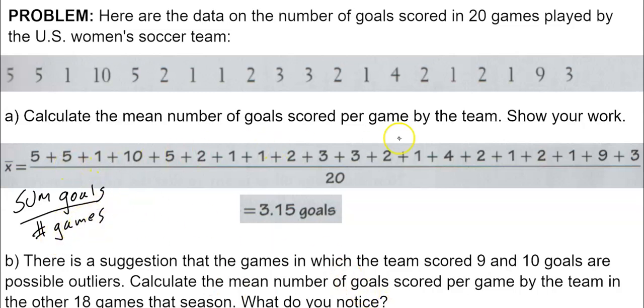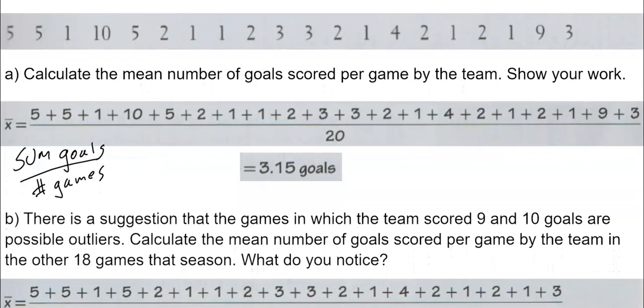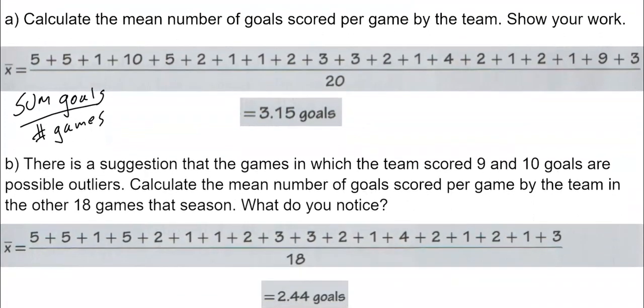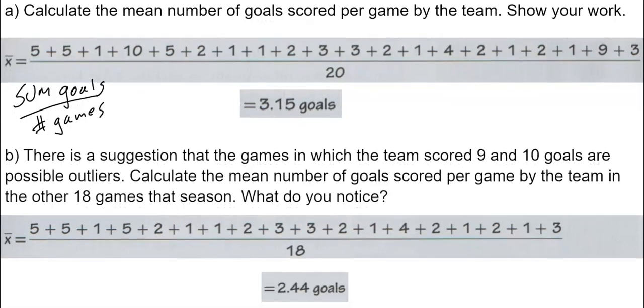So I add up all the goals that were scored, divide it by 20 because it's 20 games, and I would expect the U.S. women's soccer team to score about 3.15 goals per game. That is their x-bar. X-bar tells me this is only a sample of the games played by the U.S. women's soccer team. It's not all the games they have ever played. It's just the 20 from one season, or 20 games from a specific period of time.